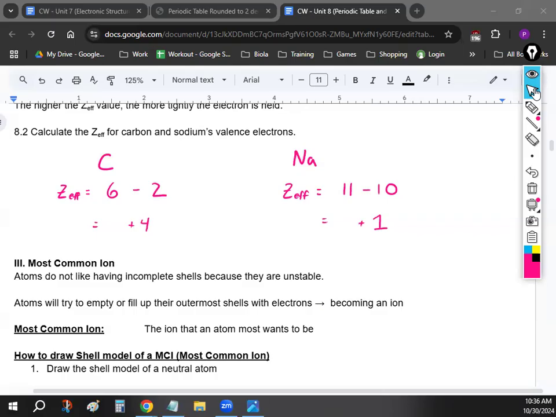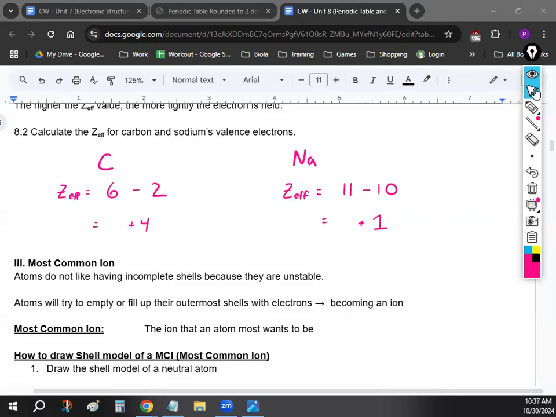Zeff is just how tightly that electron is being held. And it's the protons minus how many inner electrons. So the Zeff value of 1 is the average electrical attraction the valence electron experiences. It's how attracted the valence electron is to the nucleus. Yeah, the nucleus. All right, so that's Zeff. Hopefully not too bad. Let's move on to the next one.